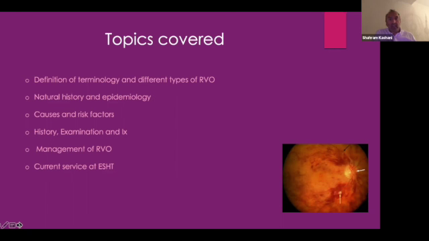We're going to talk about epidemiology, what you look for, risk factors and causes, what you should include in your history and examination, what would be very nice for us to know when you're referring the patient, how we manage it, and what the current service at East Sussex is. So we're going to cover quite a few things.